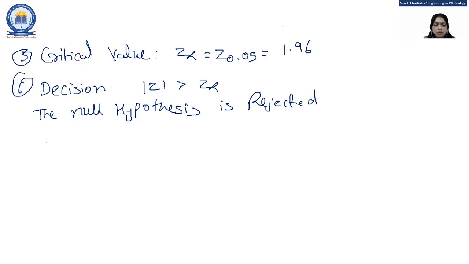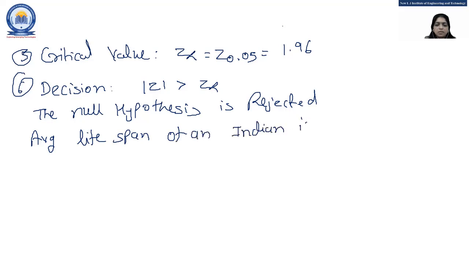Okay, so here average lifespan of an Indian is not 70 years.